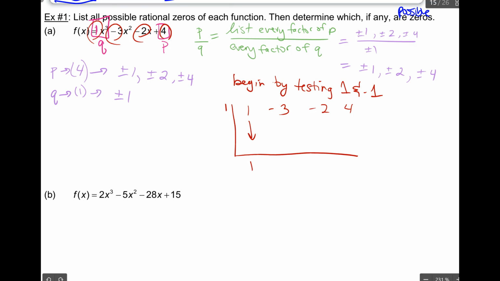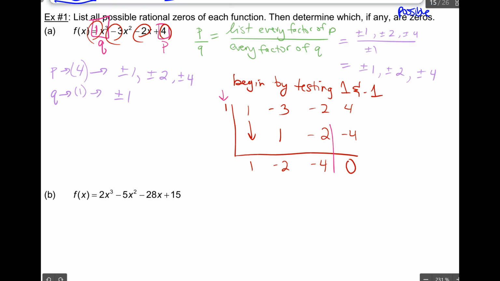There's 1. 1 times 1 is 1. Combine: -3 plus 1 is -2. Multiply 1 and -2 is -2. Combine, so I get -4. Multiply these together, get -4. Combine, I get 0. So this actually works.